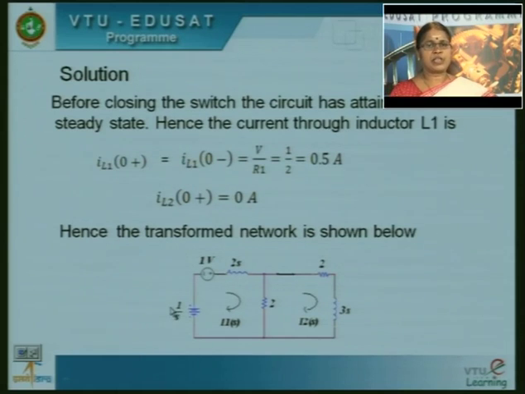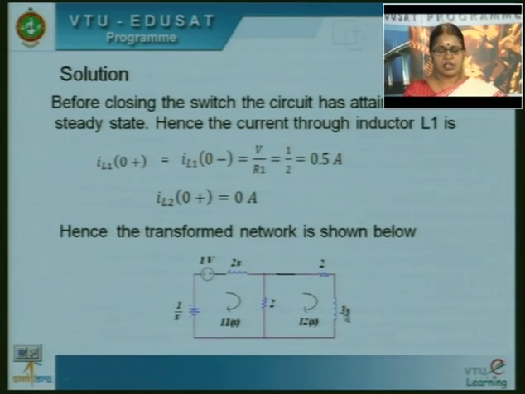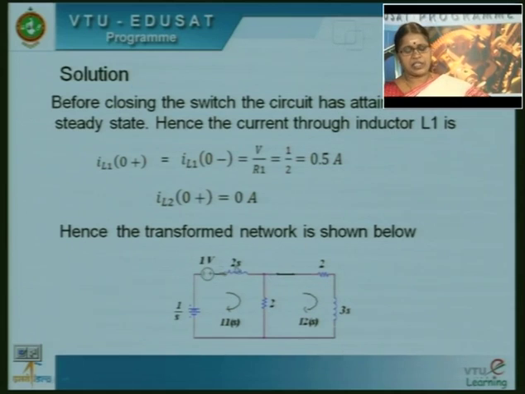So, V has to be replaced by V of S. If the value of this voltage source is 1 volt, V of S is 1 by S. So, this is the transformed network. So, now I can view every element as just an impedance, without differentiating whether it is an inductor or capacitor, and I can directly write the equation.